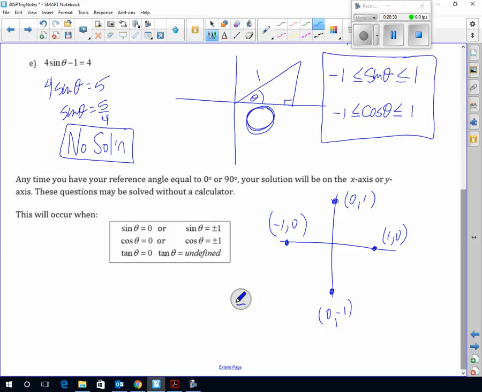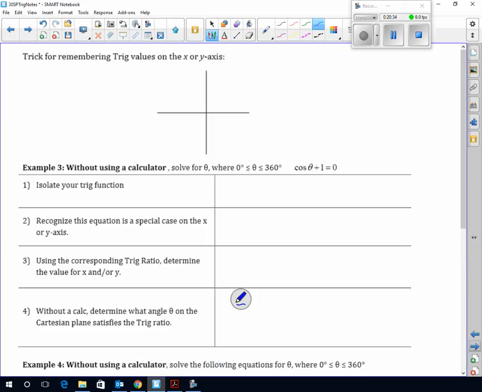A trick for remembering trig values on the x or the y axis. Do you have a trick at this point that's going to work for you? How many people like the hands? Some people just haven't figured out that hand yet, hey? Yeah. Okay.